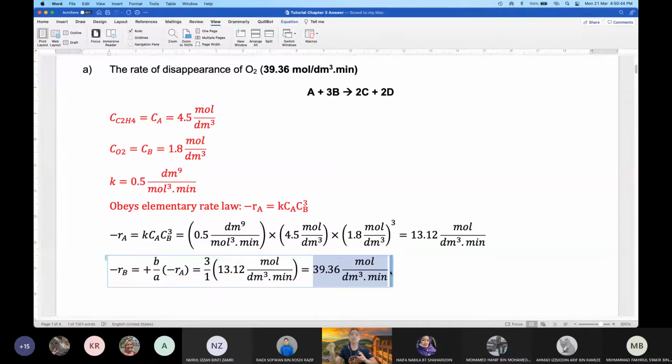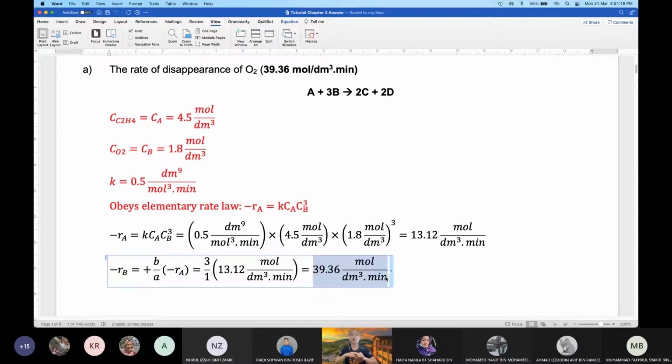39.36. Ataupun kalau kamu confused pasal stoichiometric coefficient ni, kamu just ingat kadar tindak balas ni berkadaran dengan stoichiometric coefficient. Maksudnya, kamu tengok dalam this chemical equation, 1A react with 3B. So, kalau A hilang sebanyak 13.12, B akan hilang sebanyak 3 kali ganda dia. So, 3 times 13.12, that's why you get 39.36. Okay, itu sebenarnya berapa banyak B yang sebenarnya hilang semasa tindak balas.